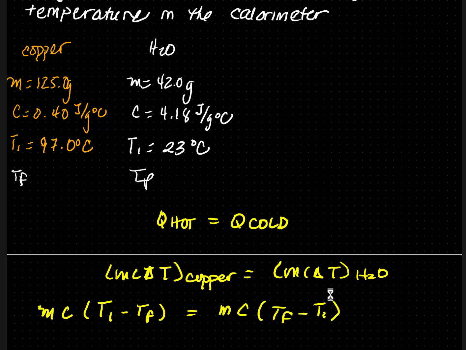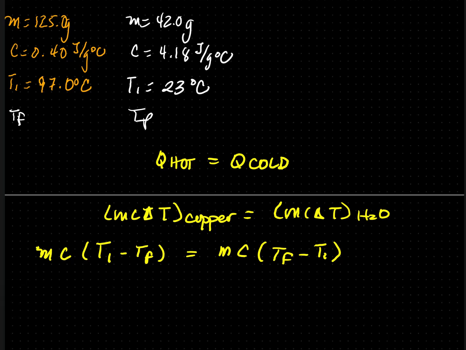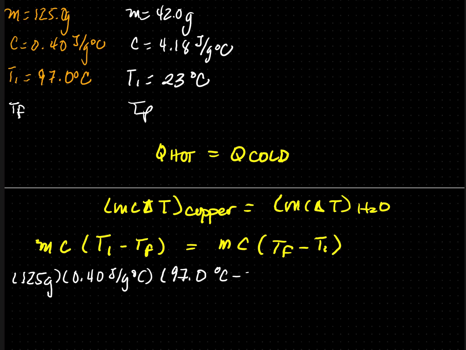I'm going to sub in. Plugging in, mass is 125 grams times 0.40 joules per gram degrees Celsius, times 97.0 degrees Celsius minus T final, equals 42 grams times 4.18 joules per gram degrees Celsius times T final minus 23 degrees Celsius.